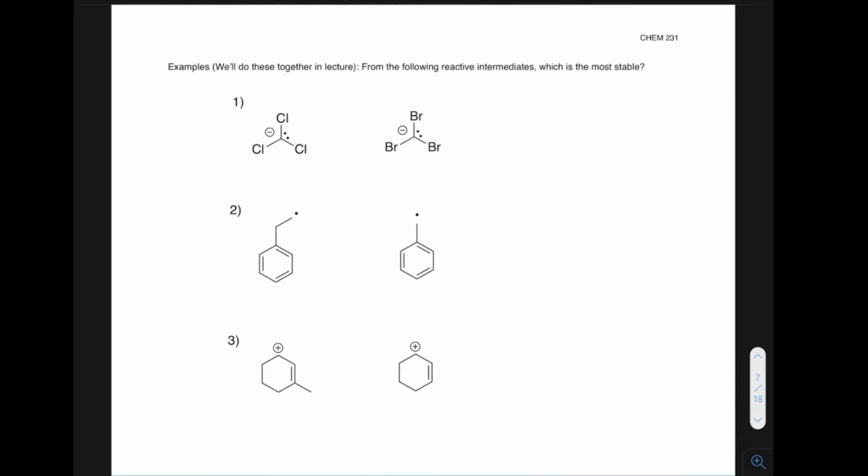Okay, so for some examples that we'll do together, take a look at these three problems and compare the two, which one is more stable? Take a look back at the reactive carbon intermediate section and remember the different rules. Just like with conjugate bases, we can look at one molecule versus another and ask, is this negative charge more delocalized? Is this positive charge more delocalized? Is this radical more delocalized through a molecule? Okay, and we can come to the answer of which molecule is more stable.